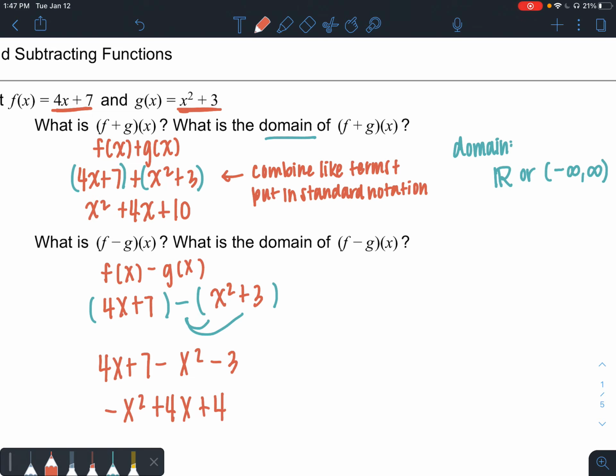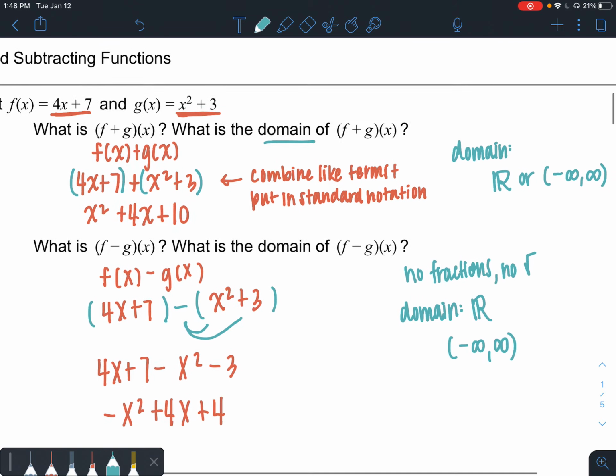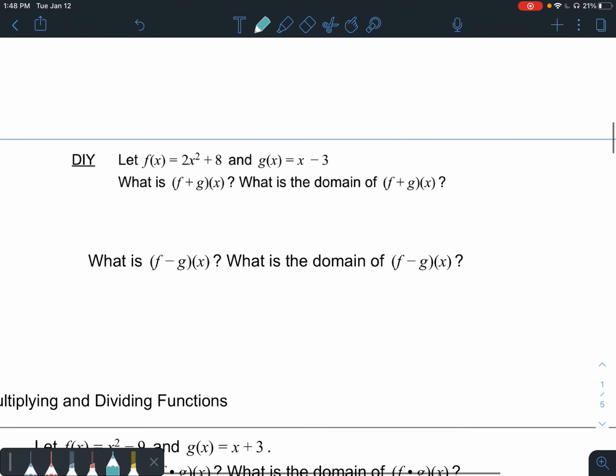All right, again, I have no fractions and no roots, so the domain is all real numbers, or negative infinity to infinity. Okay, go ahead, pause your video, and try this next one on your own.